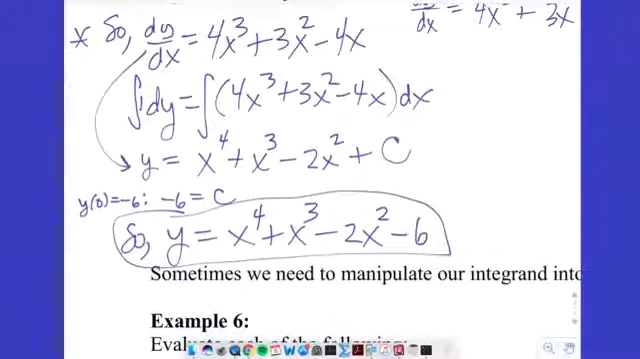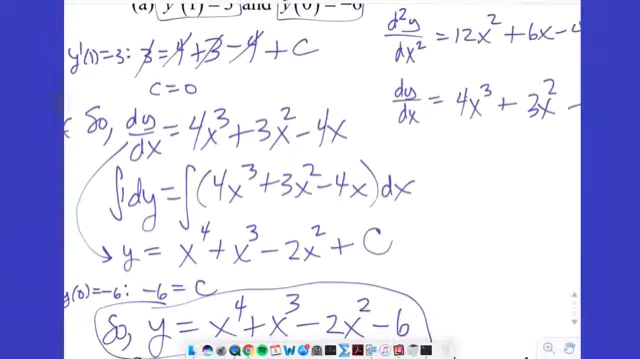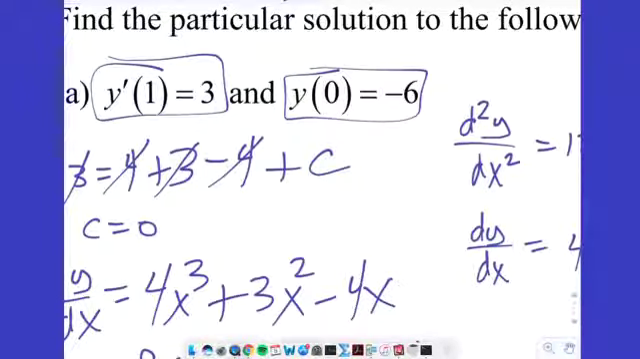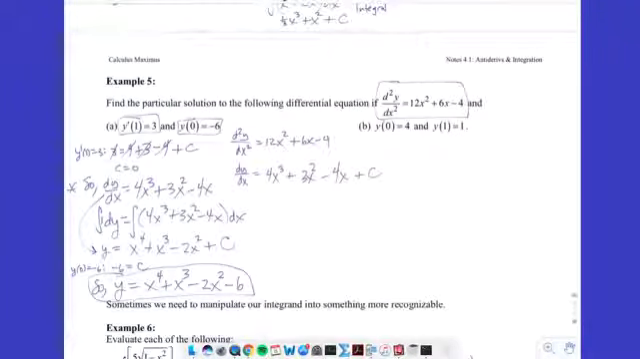We solved the second order differential equation by finding the particular solution whose second derivative was the original and whose original point passed through (0, -6), and whose slope at 1 was 3. All right, let's look at part B then.